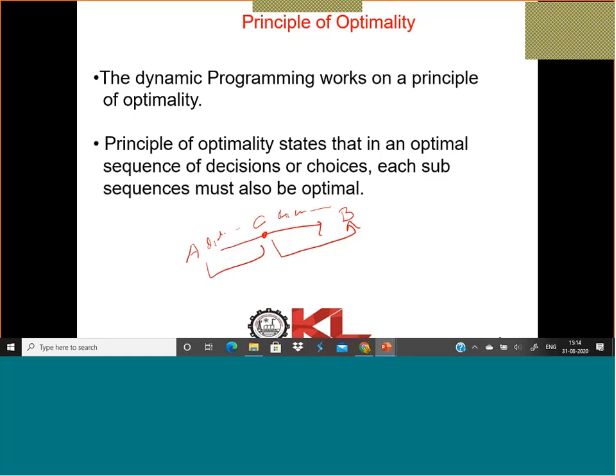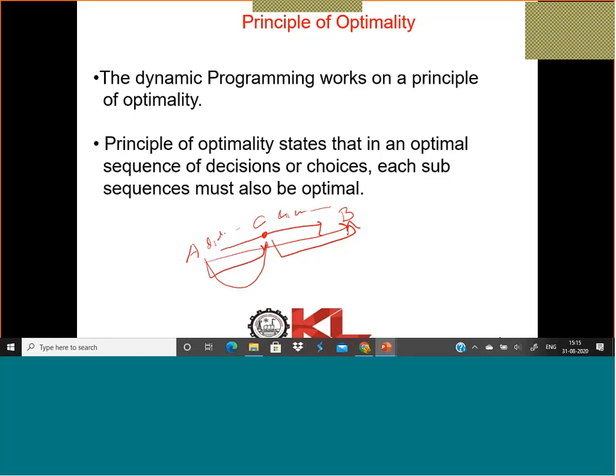So this is mandatory. If A to C is not optimal, then there may be some other way where it is optimal, and then the overall solution would also reflect that. That is the meaning of the principle of optimality. By using the principle of optimality, we can identify the optimal sequence of decisions. That is the definition of the principle of optimality.